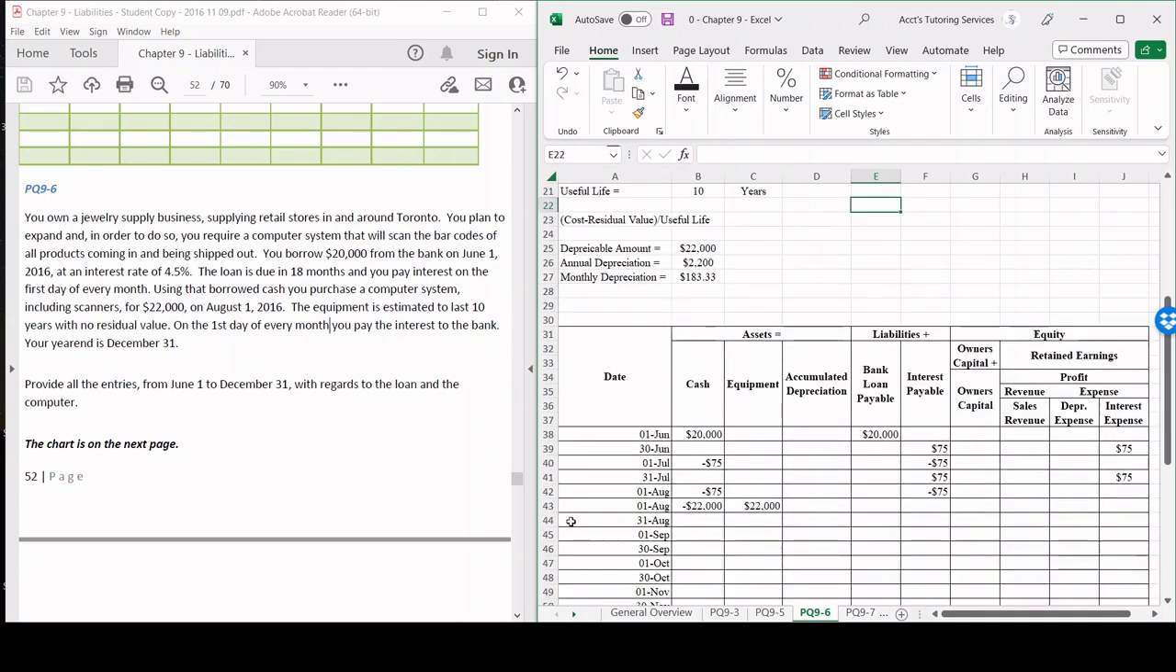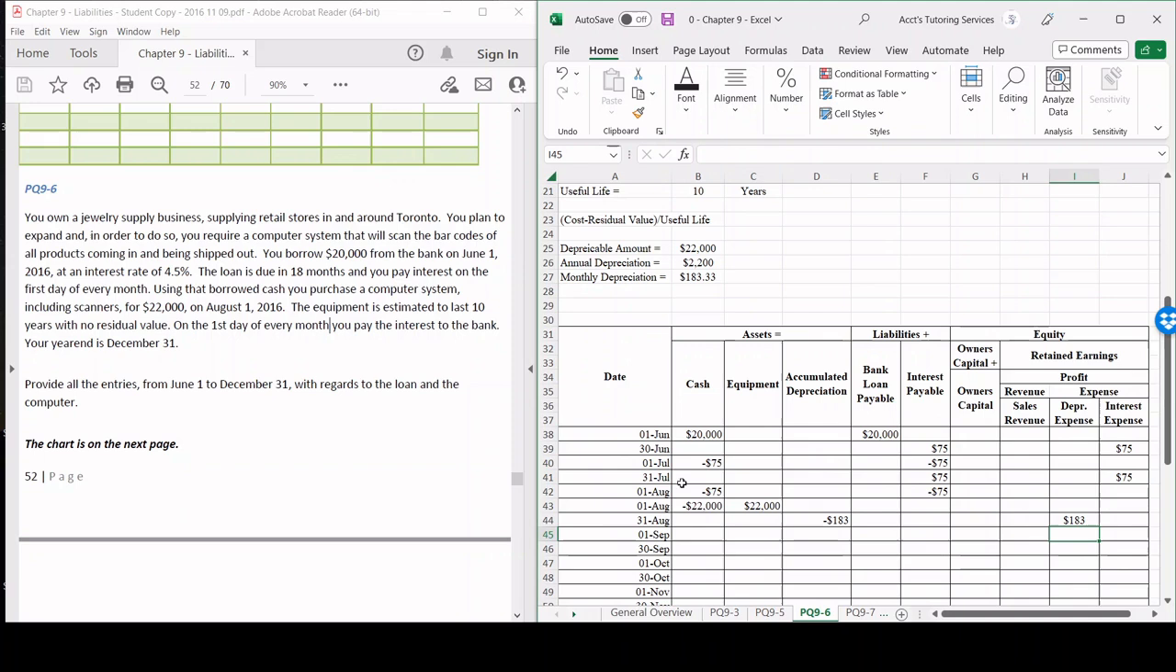So that being said, on August 31st, we're going to impact 4 different accounts now, right? Let's first deal with depreciation. So accumulated depreciation is going to increase by a negative 183.33. Remember, this is a negative because it's a contra account, and by the same token, depreciation expense is also going to increase by 183.33. So now we're done with the depreciation part.